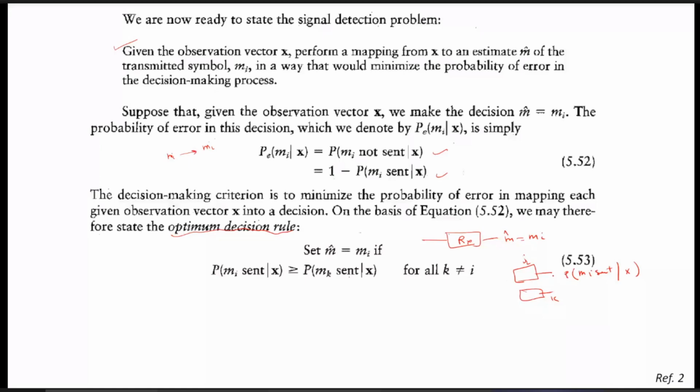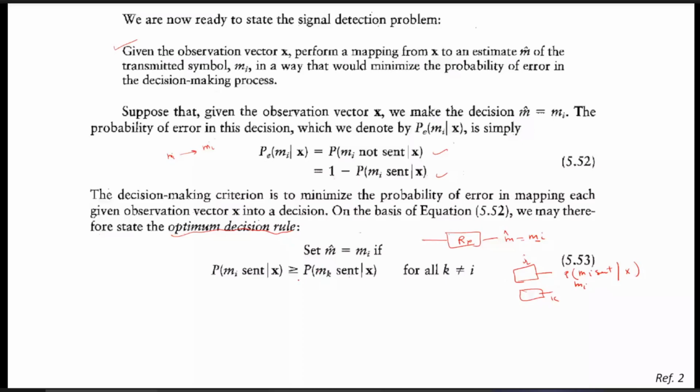So the receiver can set the estimate m cap as mi when mi is sent, where k is not equal to i, and k and i can vary from 1 to n because there are a number of correlators. We set the estimated value in favor of mi if the probability that mi has been sent, for the given observation vector, is greater than or equal to the probability of mk sent given x.